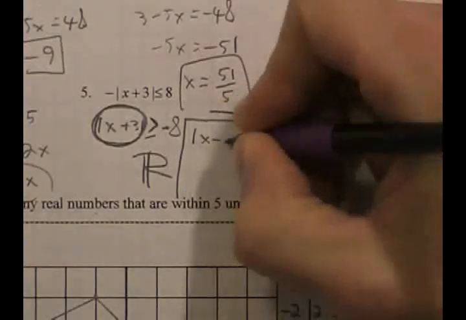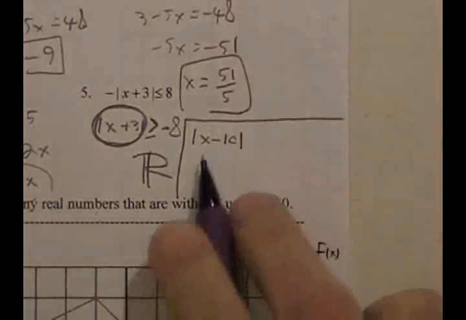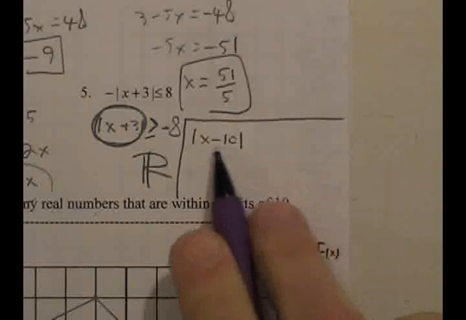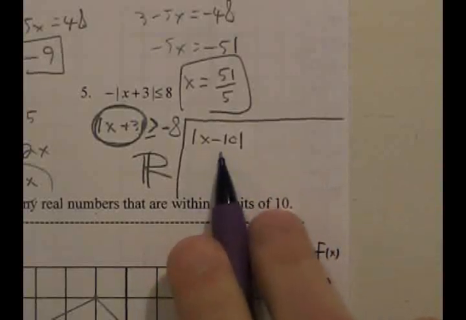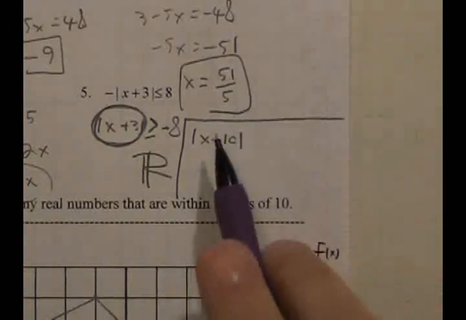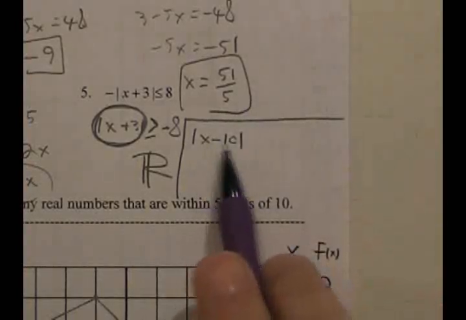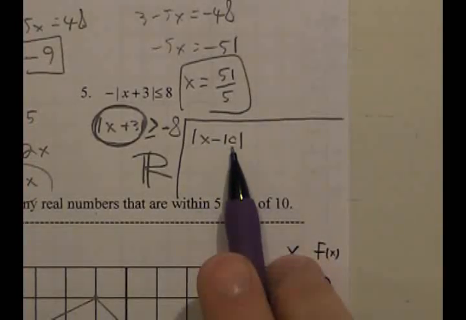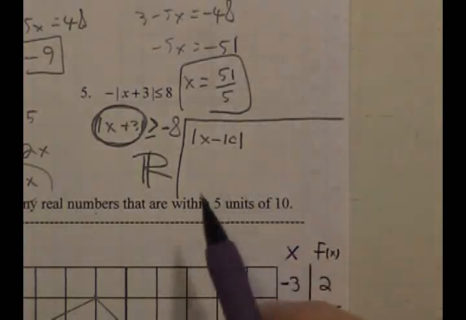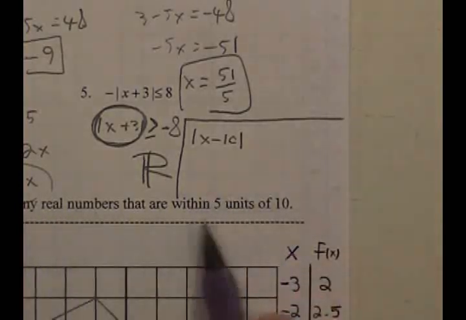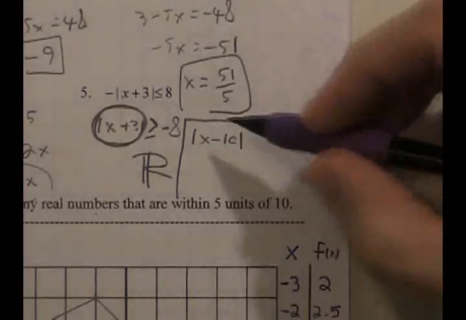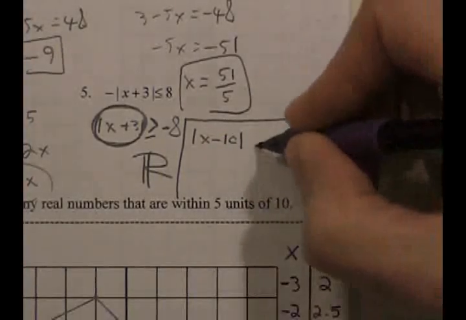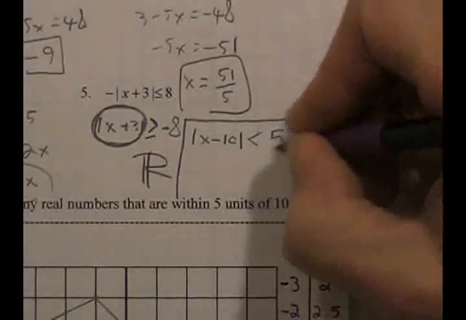x minus 10, this is interpreted as the distance between x and 10. Whenever you have subtraction inside of an absolute value, you could interpret that as the distance that x is from 10 on a number line. So if you know that, then all that you have to do is say anything that is within 5 units of 10 means that the distance between x and 10 has to be less than 5.